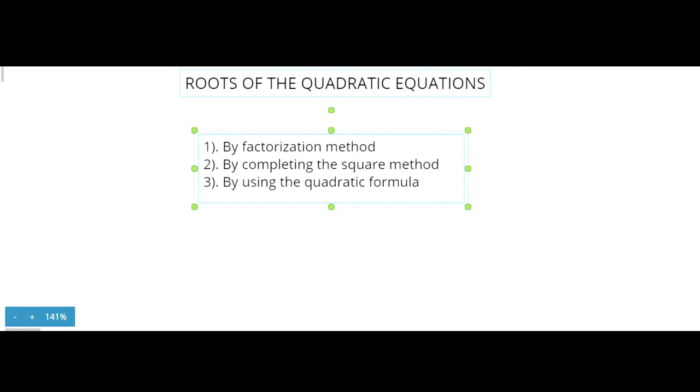We will take one example here to understand each and every method to find the roots of the equation. I'm just writing down the example here. The example is x square minus 3x minus 10 is equal to 0. This is the question given to you and you have to find the roots of the equation. So let's adopt the first method, that is the factorization method.